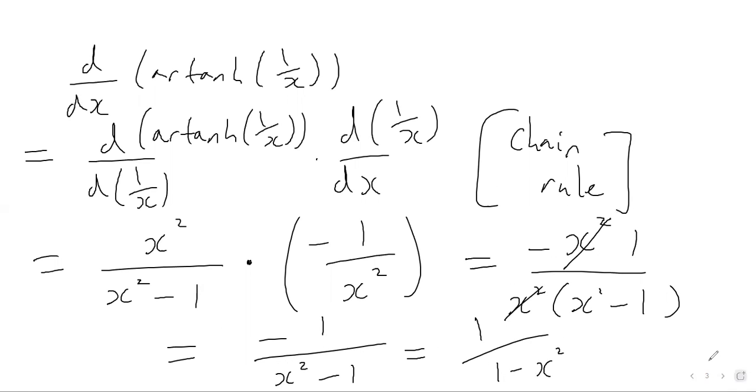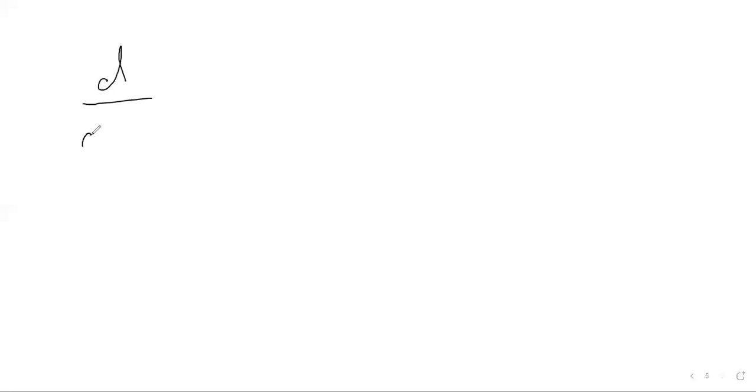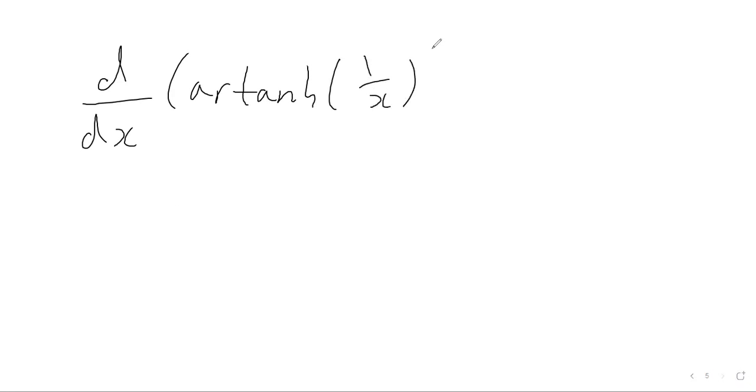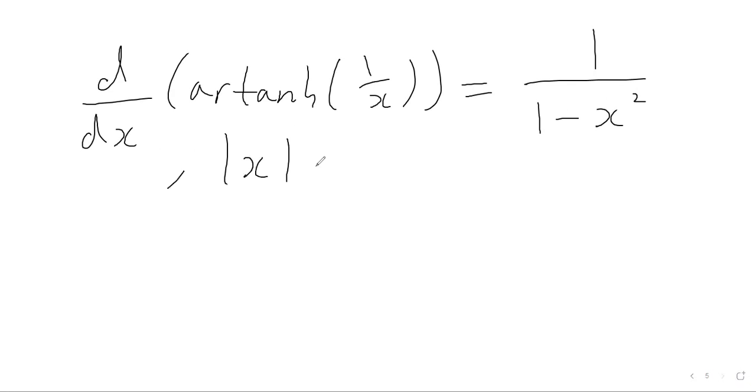So in conclusion then, when you differentiate this artanh of 1 over x function, you get 1 over 1 minus x squared. Sorry, let me write that again. 1 over 1 minus x squared. Obviously in this domain, so the domain being modulus of x is greater than 1. Okay, so we get that result there.